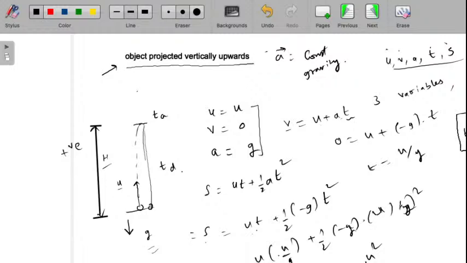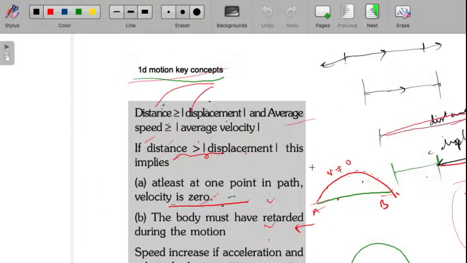The thing to note here is the expression of s. s is varying as ut minus half gt square. So if you compare it with the kinds of graphs and expressions we are dealing with, which of the following graphs would correspond to this graph of s versus t?